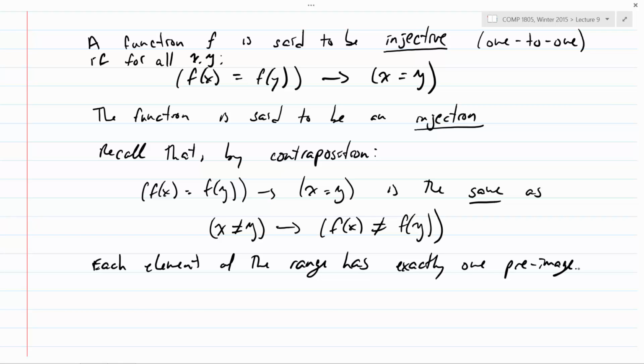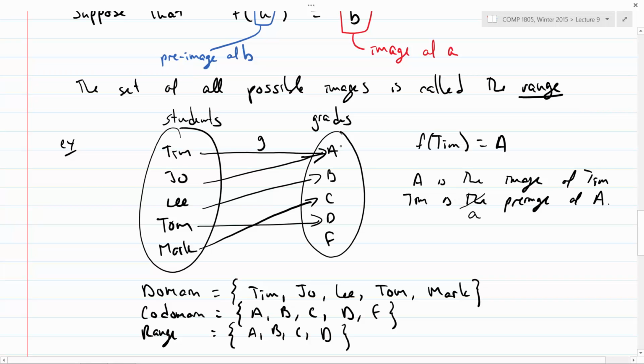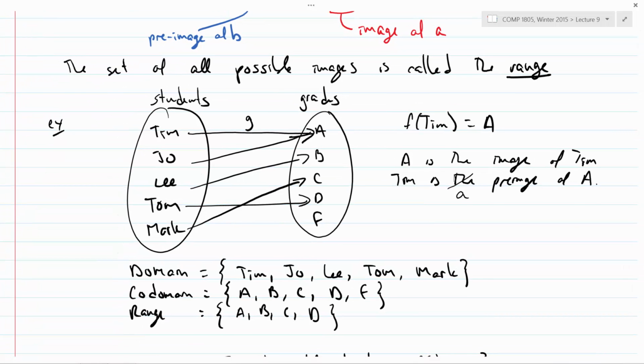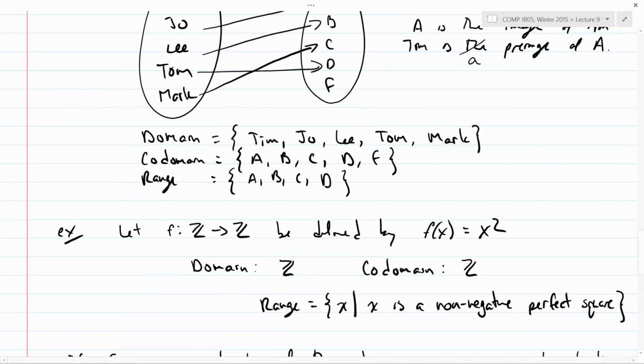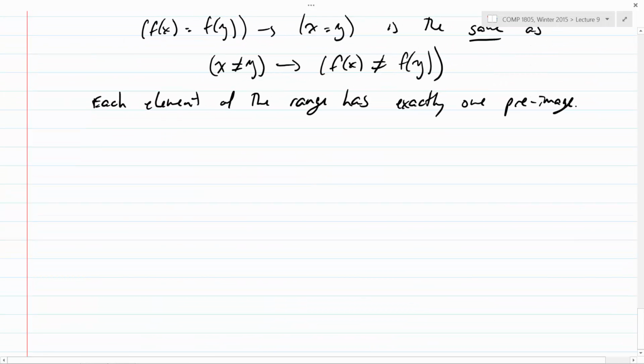So it's the opposite of the grades example. In the grades example, this element A, up here, that's in my range, and it has two preimages. It has Tim as a preimage, and it has Joe as a preimage. Is that okay? All right, so this means each element of the range has exactly one preimage.